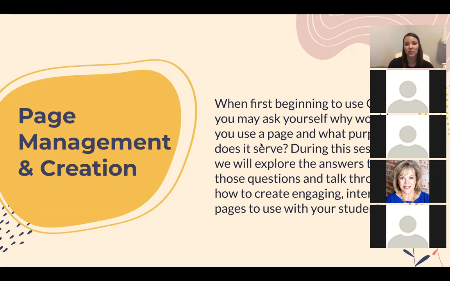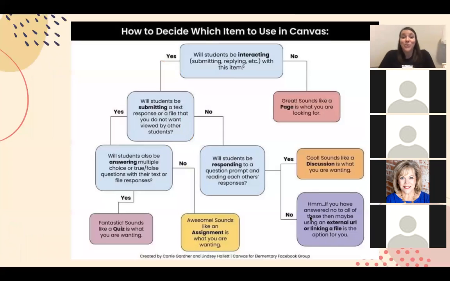But I want to share this graphic. This graphic is a nice little yes or no. Yes, I should be using a page. No, I should not. And really the first question is, will students be interacting, submitting, replying, etc. with the item? And if the answer to that is no, then a page is what you are looking for.